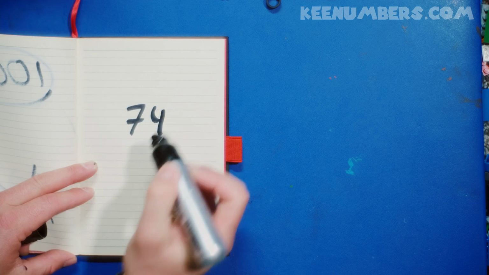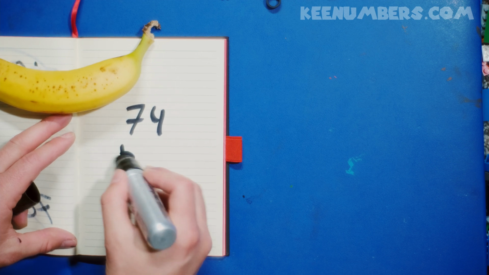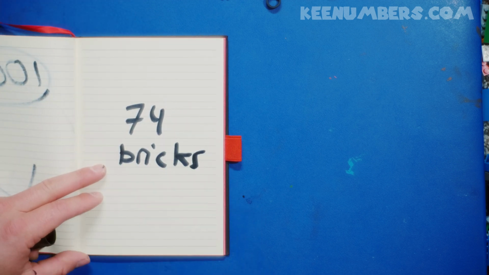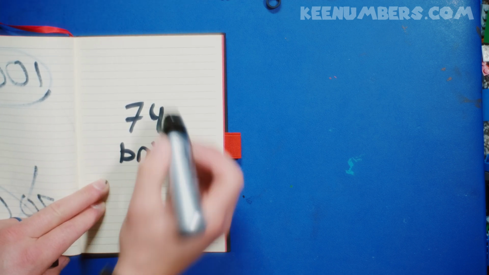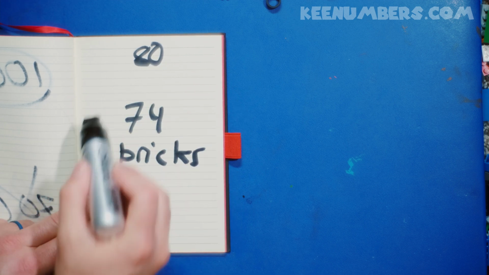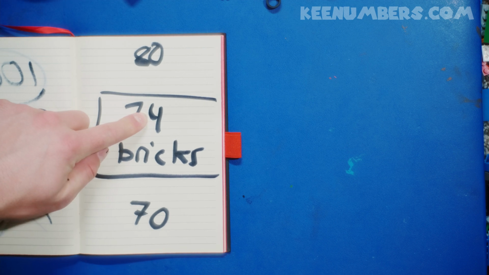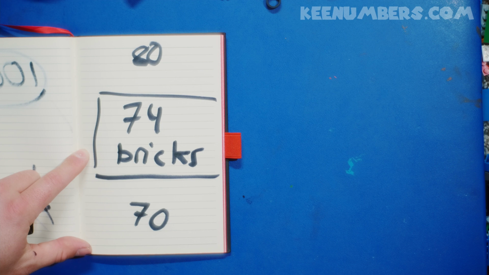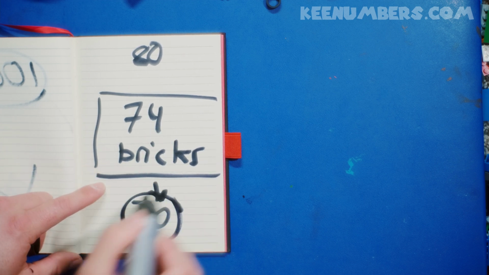If we have 74 bricks and you want to round and say it's about 70 or 80 bricks, should we round down to 70? Or should we round up to 80? What should we do, Hezzy? It ends in 4, so do we round down or do we round up? Round down. We round down because it ends in 4, so it's about 70 bricks.